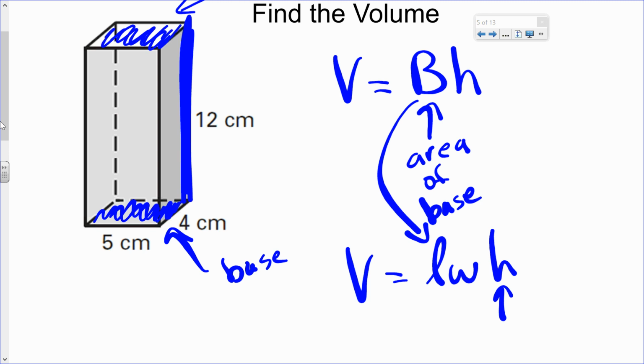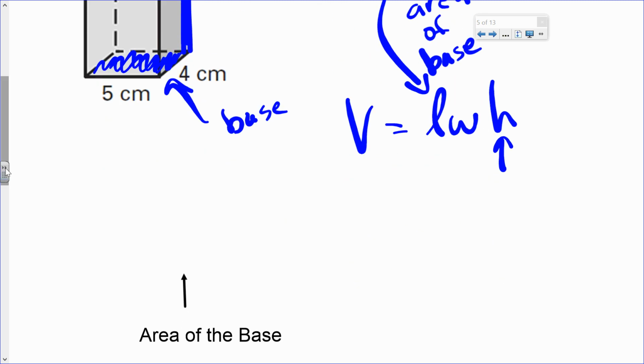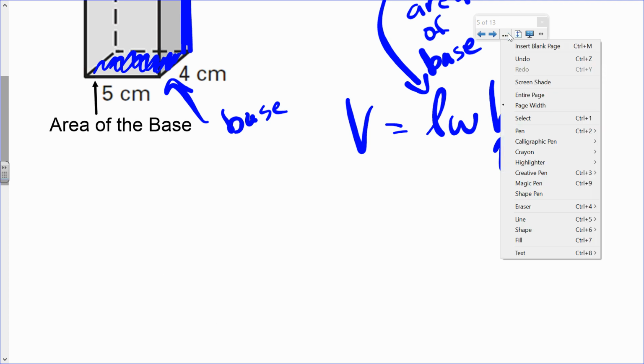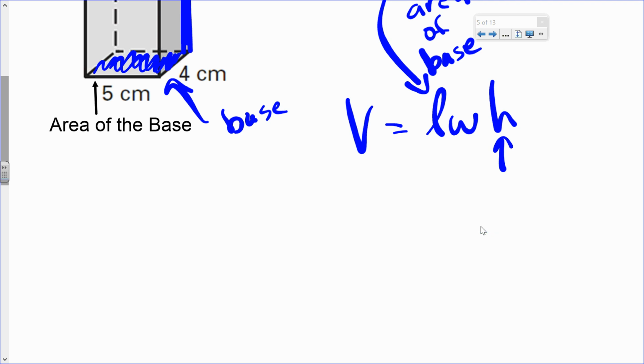Let's rock and roll. I forgot to put this here. The area of the base is right here. The base is that bottom face. Here we go. Length and width of the bottom rectangle.